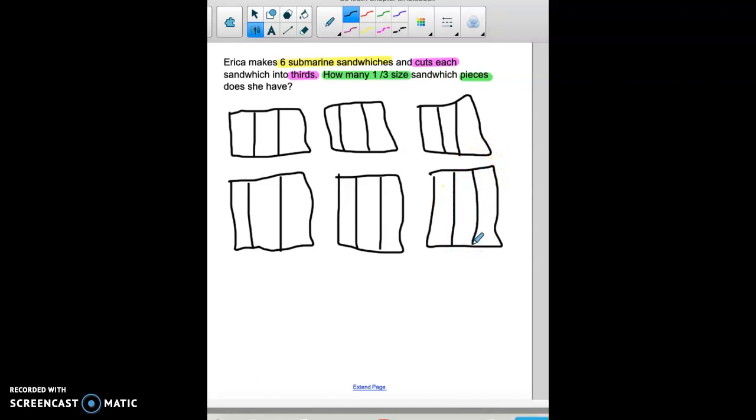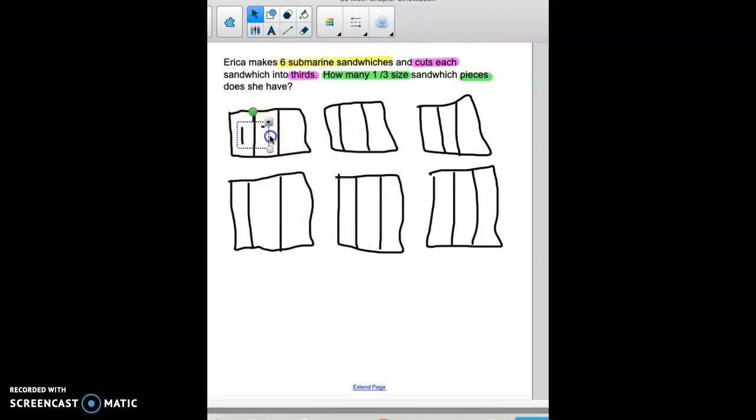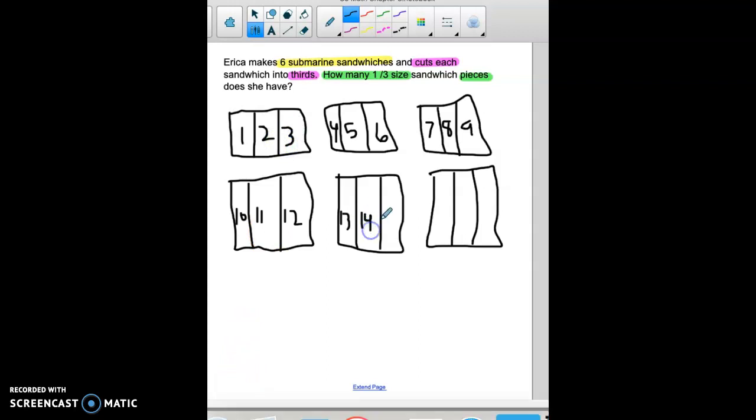How many 1/3 size sandwich pieces does she have? 1, 14, 15, 16, 17 pieces, 18 pieces. So I see that she has 18 pieces.